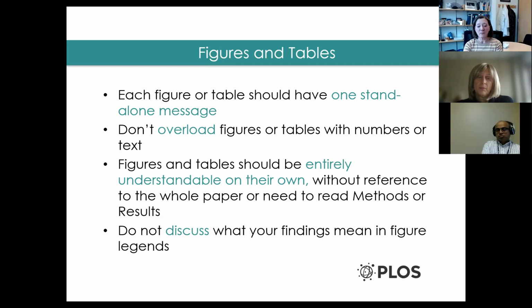I don't know how you do this, but I often look at papers and just look at the figures without necessarily reading the text very carefully before I decide whether I want to read the text and see what the authors are saying about their research. So each figure or table should have one standalone message. You shouldn't overload the figures or tables with numbers or text, so they should be concise. They should be entirely understandable on their own without reference to the whole paper or the need to read methods or results. And don't discuss what your findings mean in the figure legends.